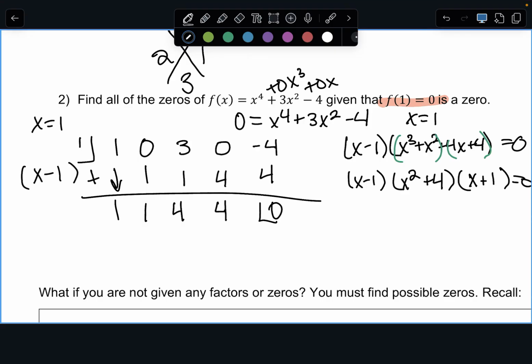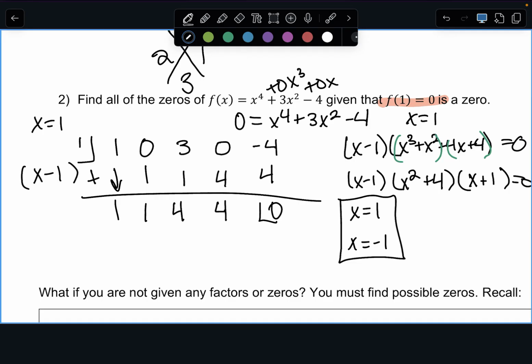Can either of these be factored more? Which ones? The middle one? We can't factor this one because it's a sum of squares, not a difference. That's okay. That means we're just going to set each factor equal to 0. So from the first one, we get 1, and from the last one, we get negative 1. So those are the 2 where we can just switch signs.